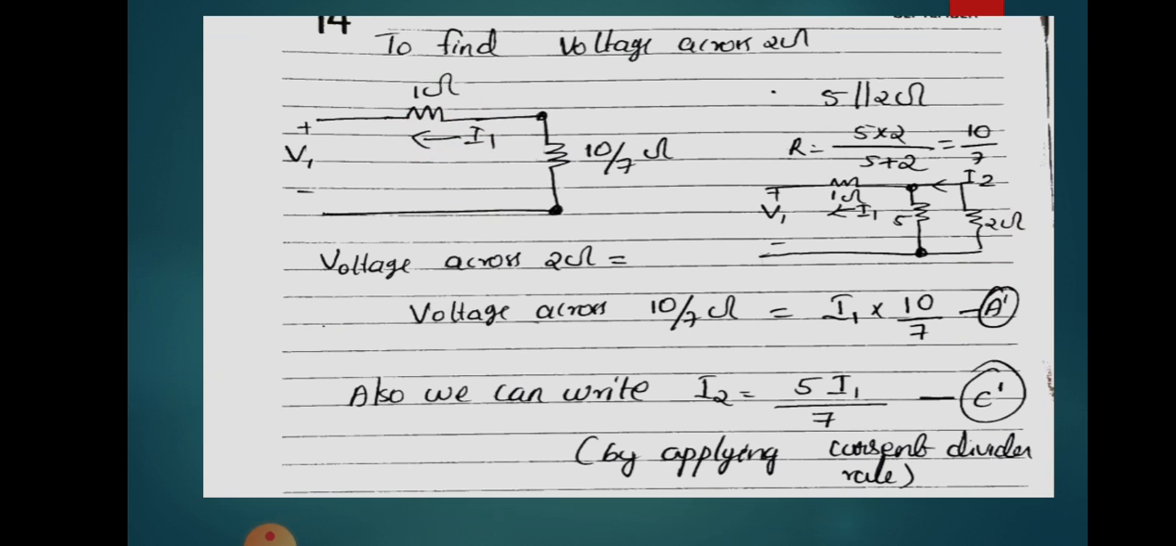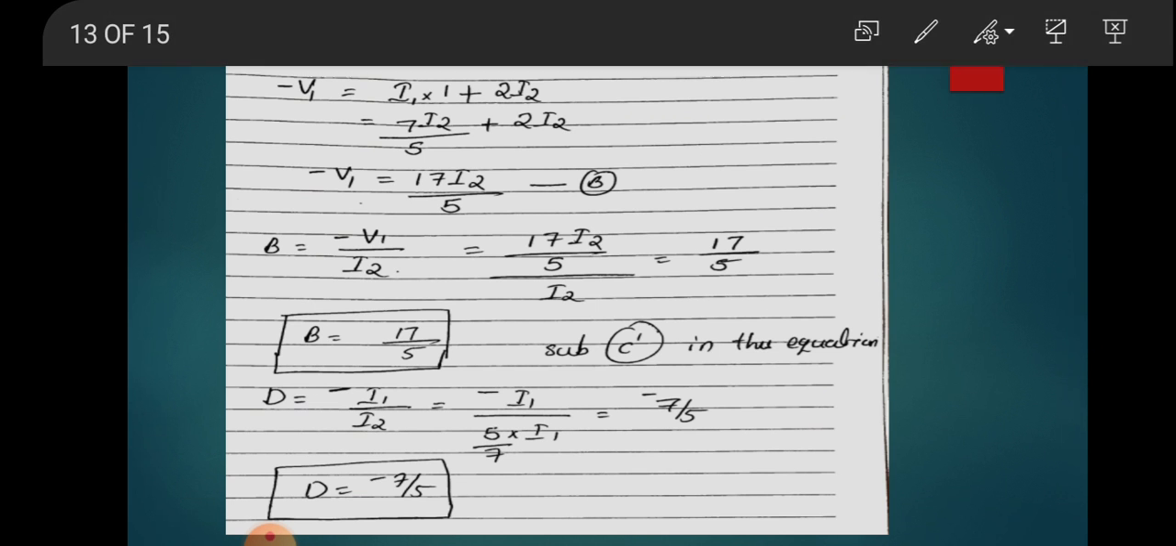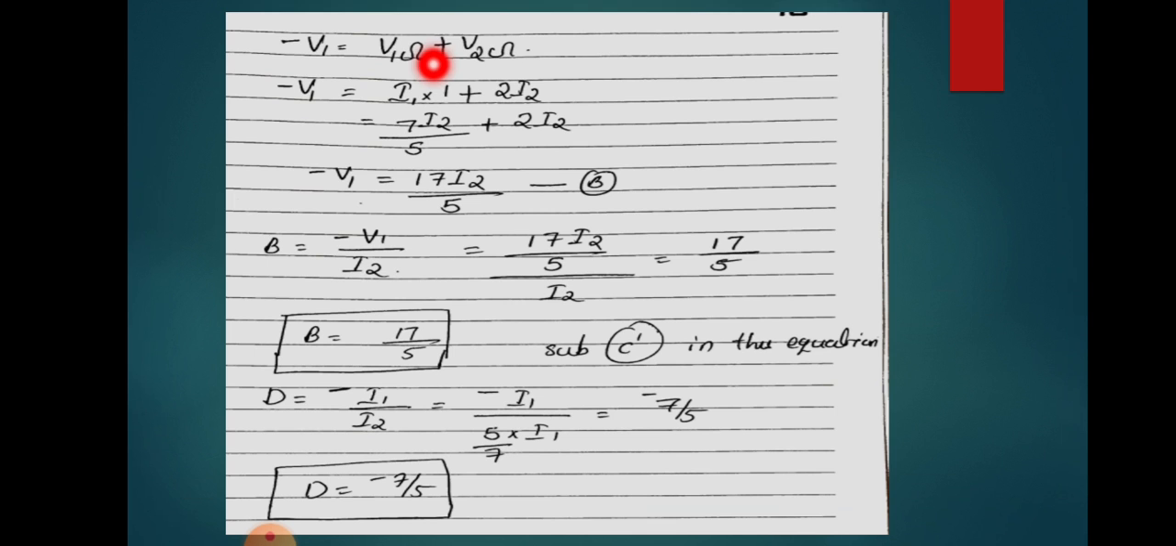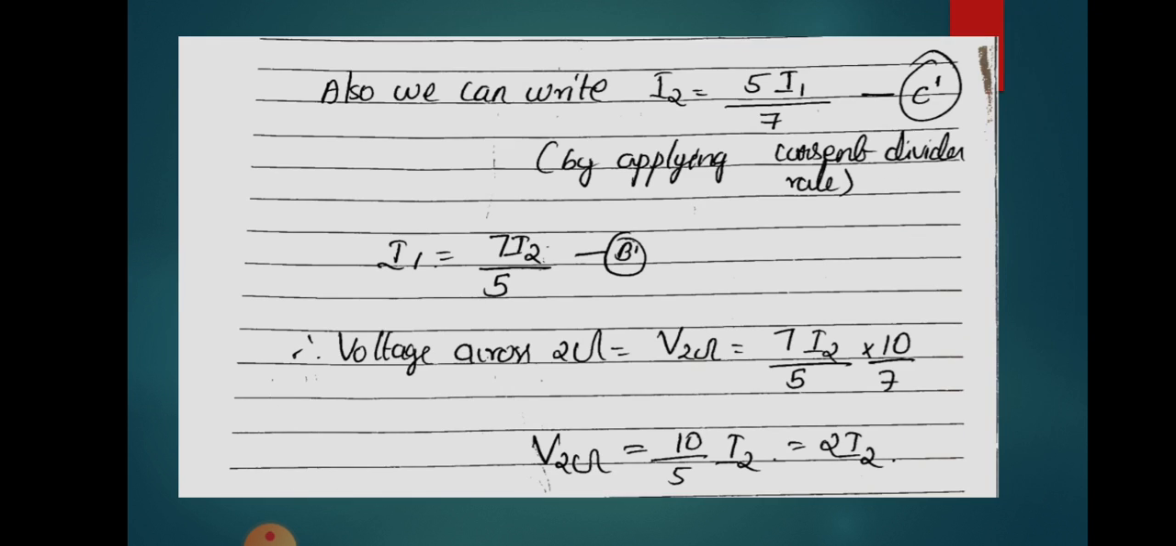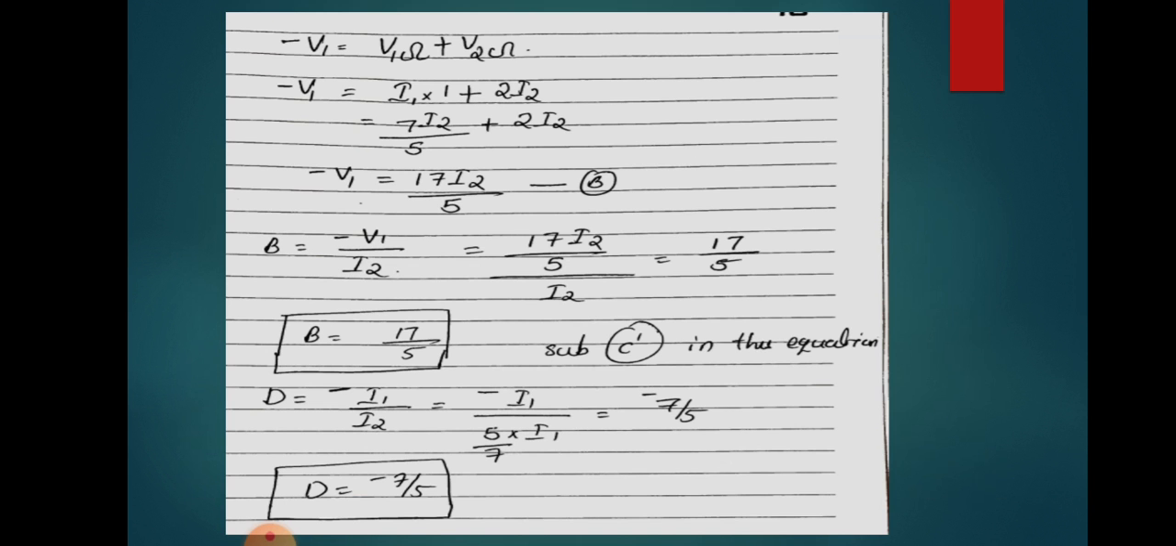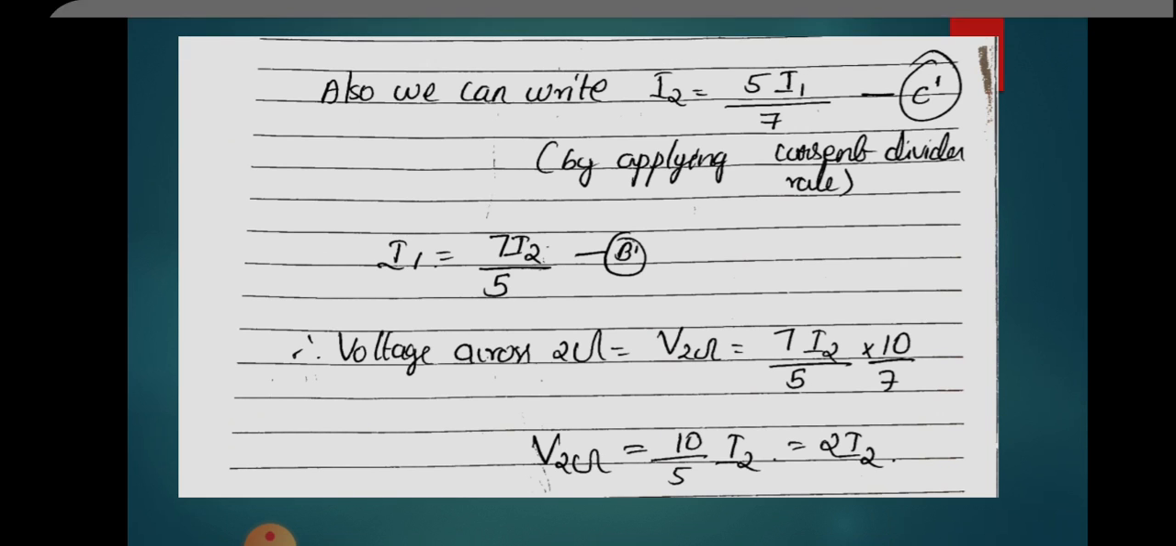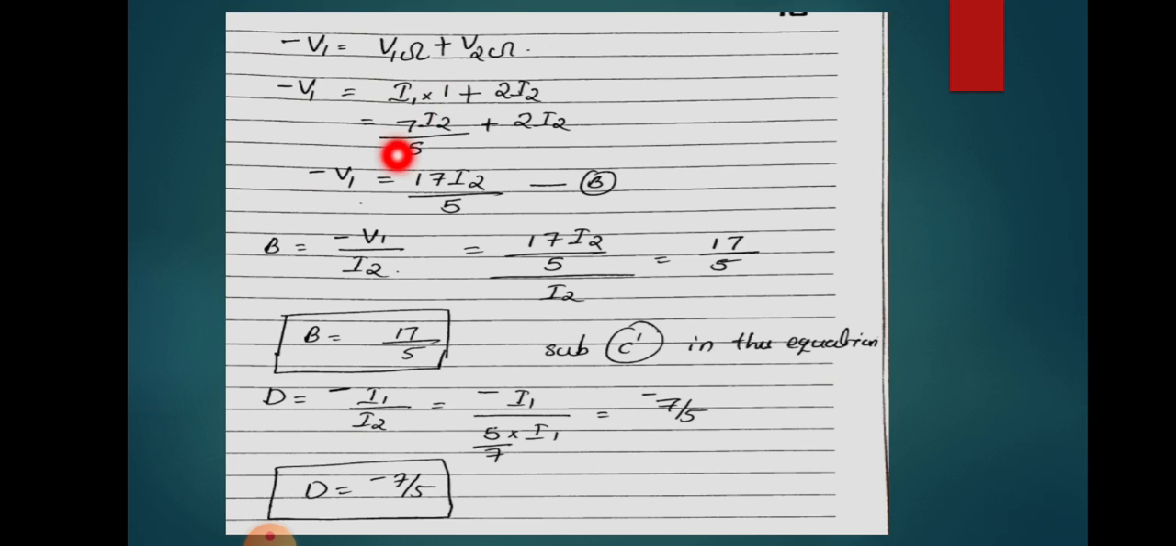Voltage across 1 ohm is equal to current I1 into resistance 1 ohm, right? So you can write V1 ohm is equal to I1 into 1 plus the V2 ohm that you obtained in the previous equation, that is V2 ohm equal to 2 I2. So you can write it as 1 I1 plus 2 I2. I1 you can again represent in terms of I2, I1 equal to 7 I2 by 5, so we write this value instead of I1. You can solve this equation, and you will get minus V1 equal to 17 I2 by 5.